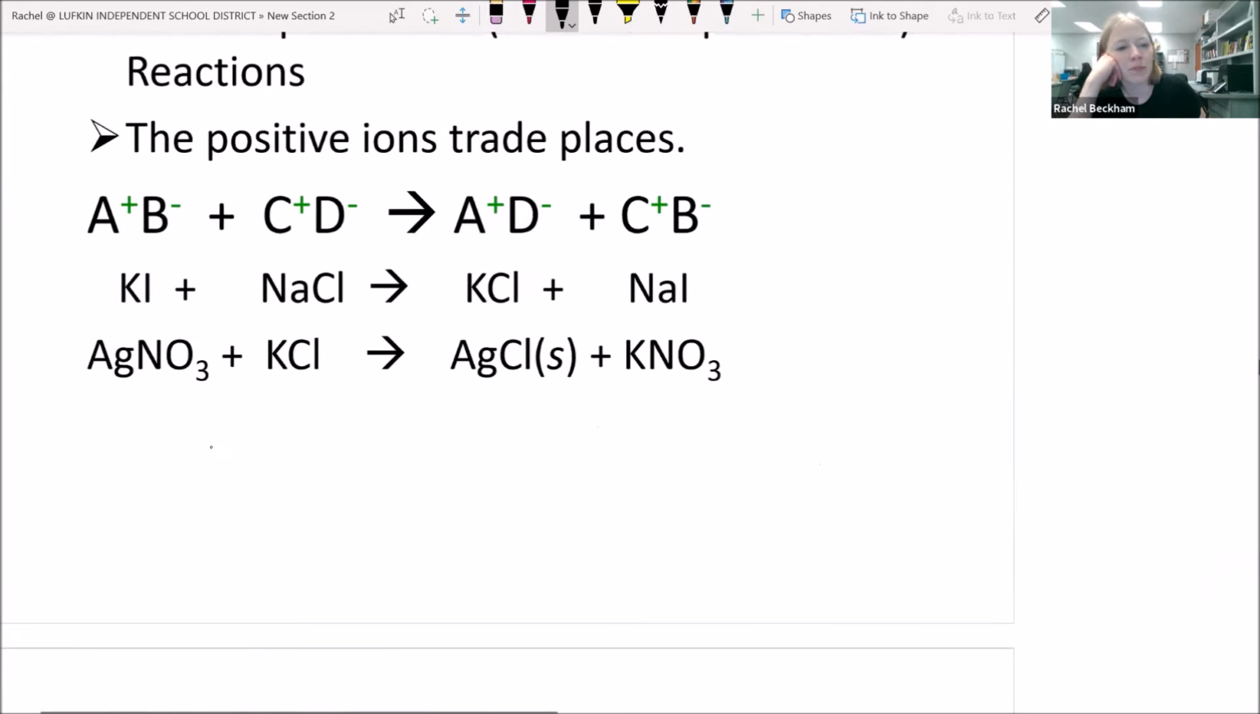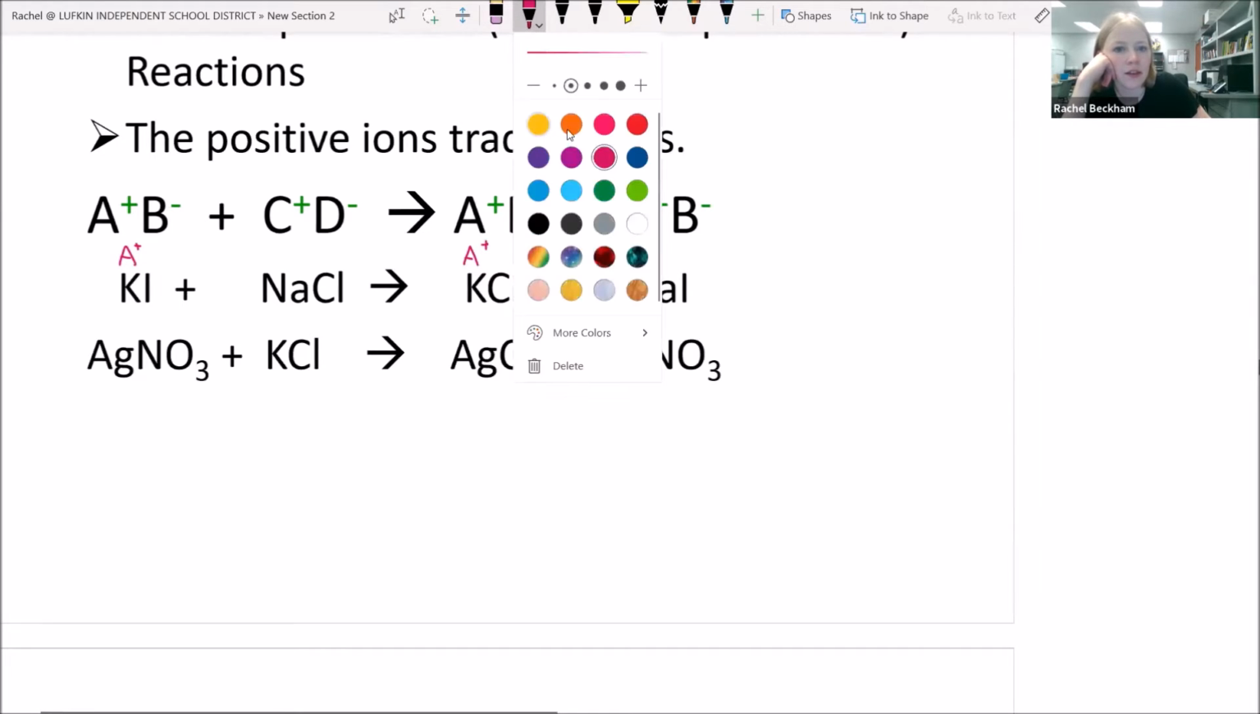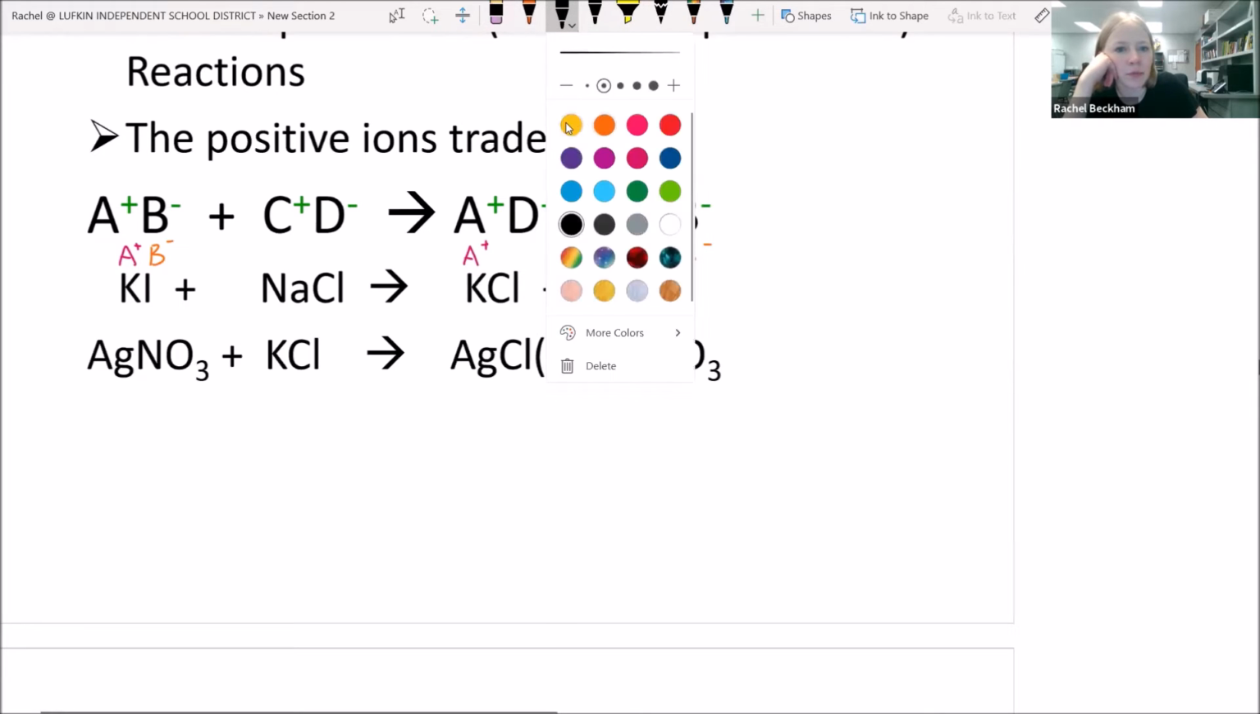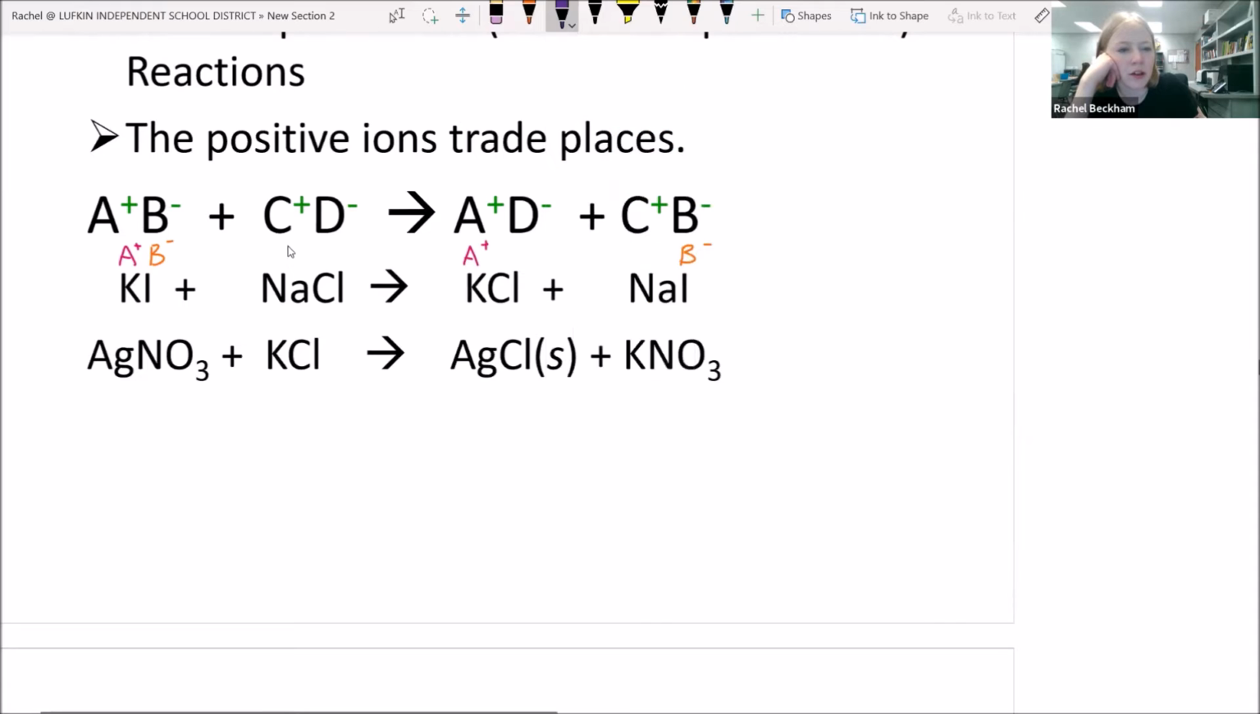So, for example, let's look at K, and I'll fill in our A. K is our A with a positive charge, right? And then let's see where that goes. Now K is over here with the positive charge, right? And then we'll make a B. Iodine is our B with the negative charge, and it moves over here. Okay. We'll do purple now. Sodium is our C with the positive charge, and it moves over here. And then chlorine is our D with the negative charge, which moves right here.